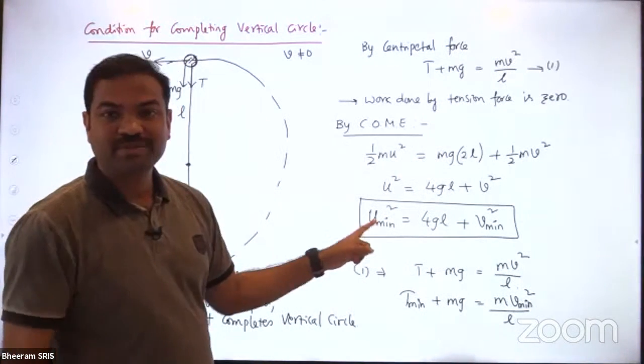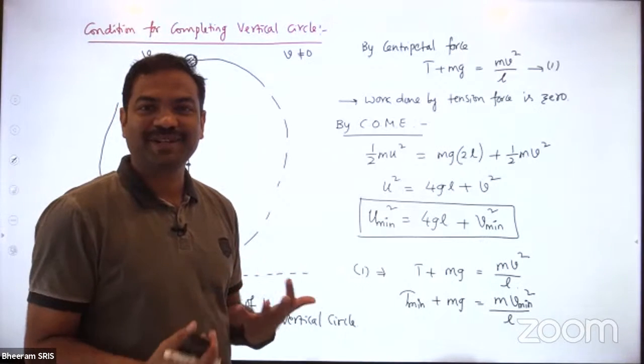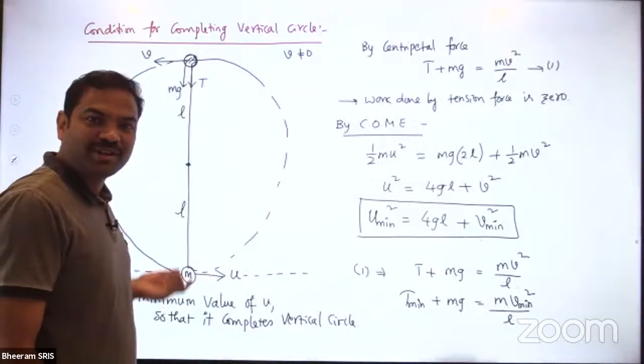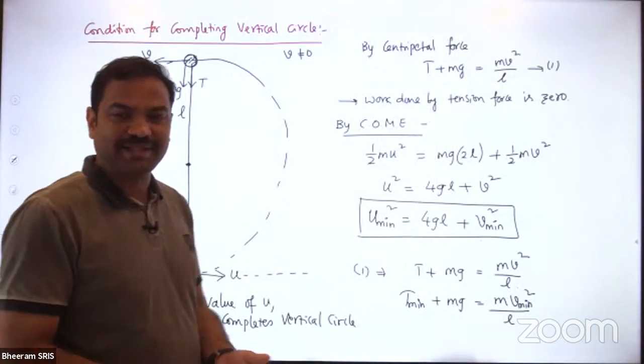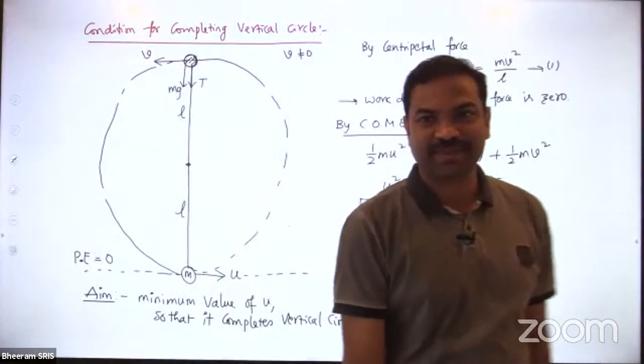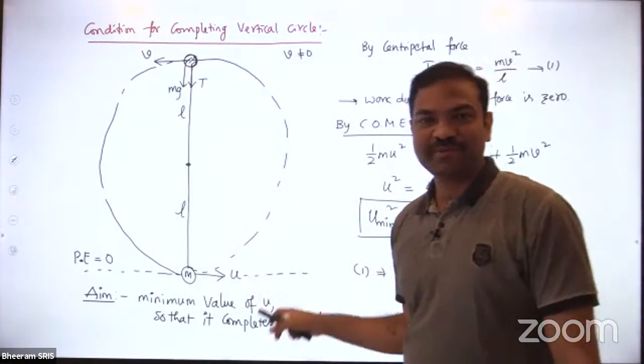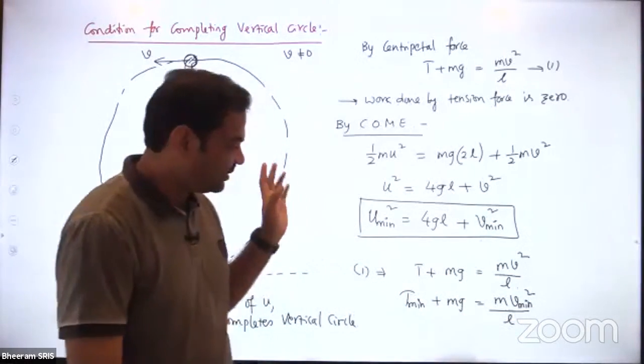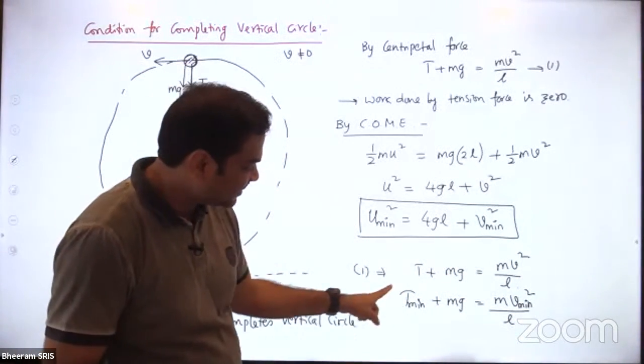Okay? u minimum 0 is meaningless. Minimum velocity is 0 means you are not giving velocity. If you are not giving velocity, it won't go in any path, it won't even move. So u minimum should not be 0. u minimum is not equal to 0, v minimum not equal to 0. Then which can be 0? T minimum can be 0.